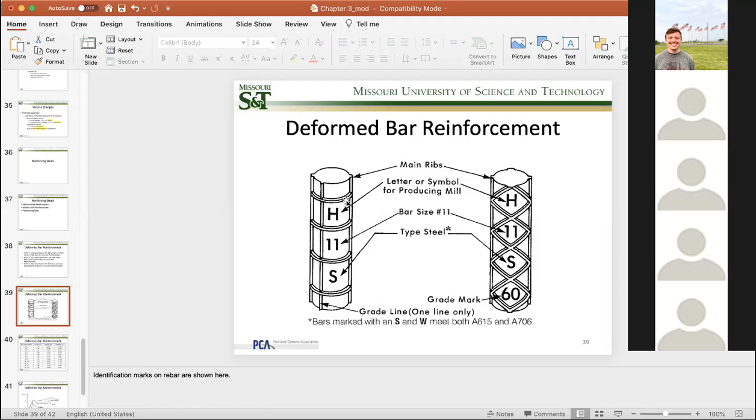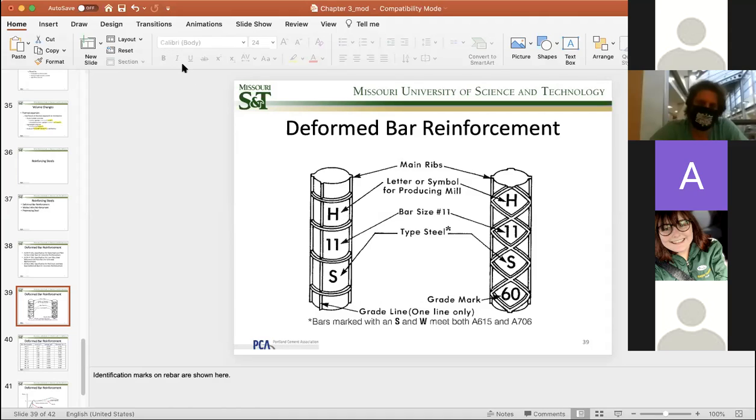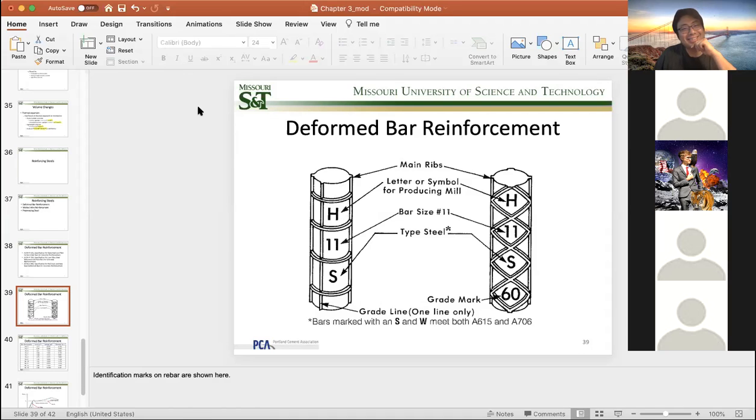So let me ask you this question then. Do you think we can put any rib on the surface of the rebar, or does it have to be a specific shape? I am not sure. My guess is it would depend on what we're using it for, what type of reinforcement it is. Okay, that's a good question. So yes or no? Yes, it does depend on it, but no, we don't care that much.